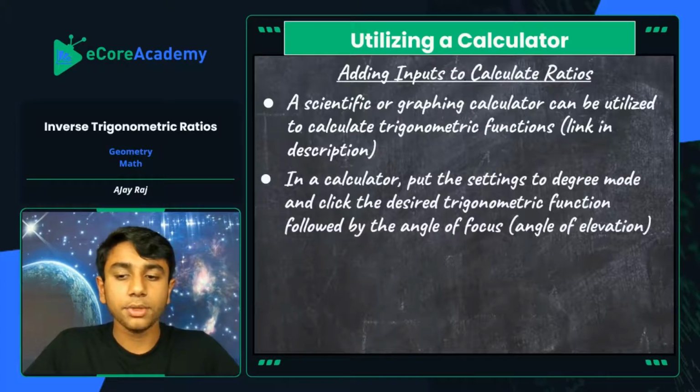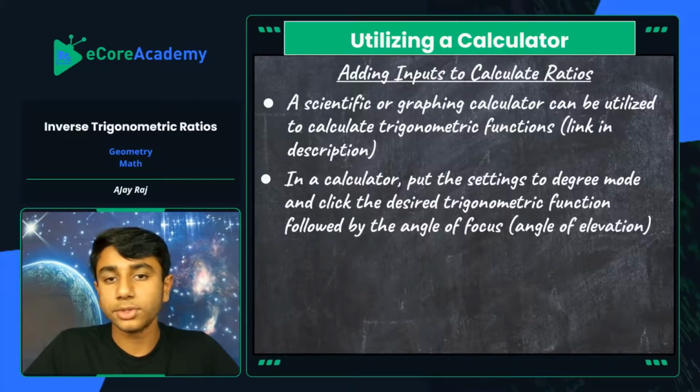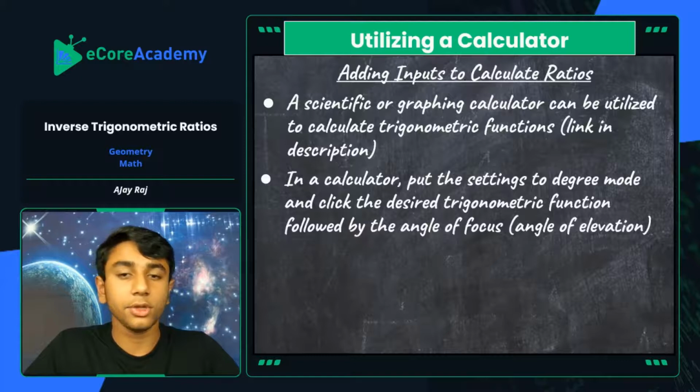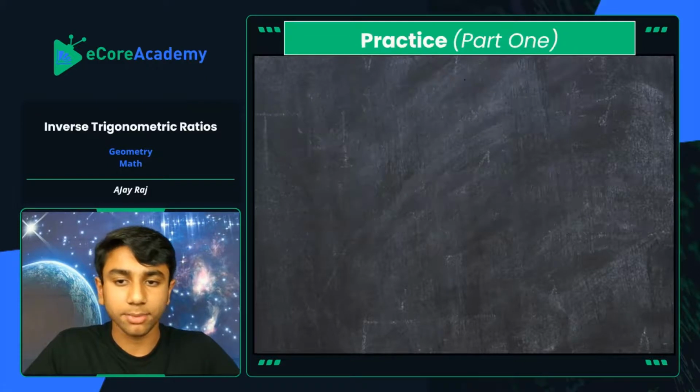So in a calculator, put the settings to degree mode. Make sure it's in degrees, not radians. And then click the desired trigonometric function, which is cosine, tan, or sine. And if you want to do an inverse, which we're going to be doing all of today, you're just going to raise it to the negative first power if your scientific calculator doesn't automatically have inverse function buttons. And you're going to follow it by the angle of focus or the angle of elevation, which is basically the ratio that you discovered in order to calculate that given angle. So that's that. Now let's jump into our practice problems.